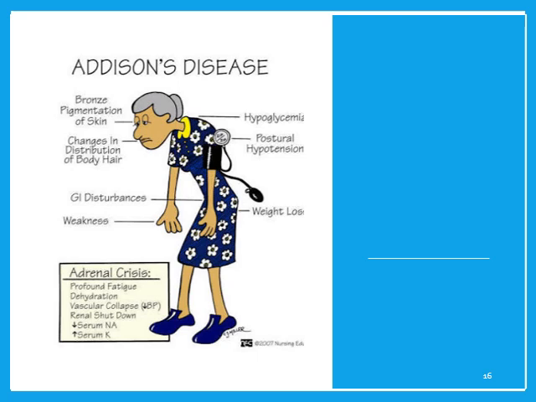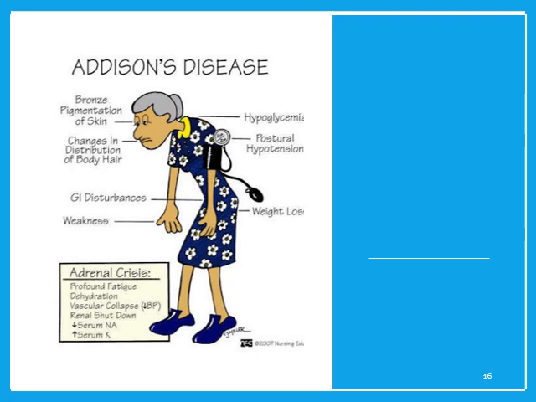Before, we saw the muscle wasting, the moon face, the truncal obesity. Here in Addison's, we see the bronze pigmentation of skin, changes in body hair, hypoglycemia, postural hypotension, weight loss, adrenal crisis, the profound fatigue, dehydration, vascular collapse, low blood pressure, renal shutdown, low sodium, and low potassium.